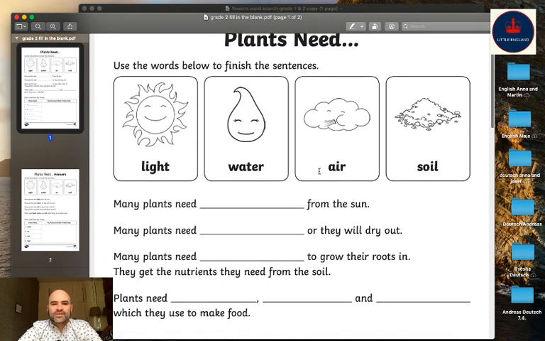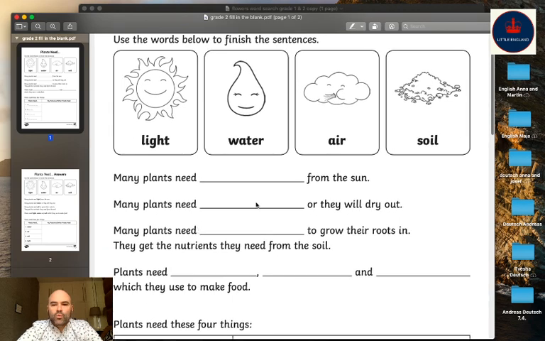All right. Now this one can be a little difficult. Mom or dad can help you maybe, okay? Many plants need what? From the sun. What do they need from the sun? Where's the sun? Here's the sun. So can you read that? Light. So you write light here. Many plants need light from the sun. Okay? Many plants need what? Or they will dry out.